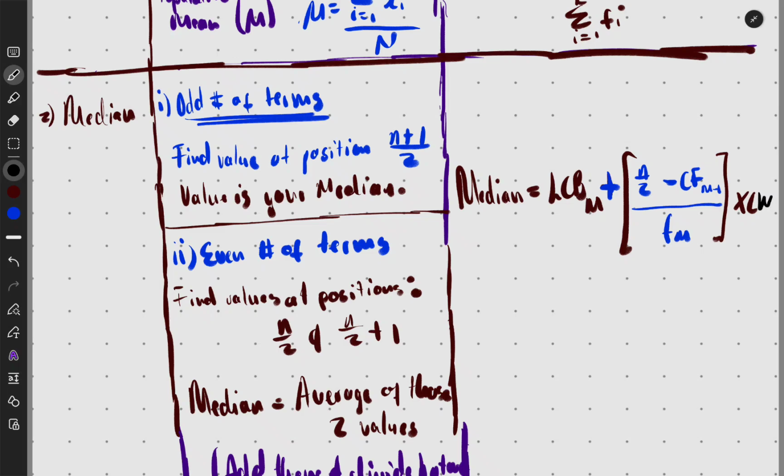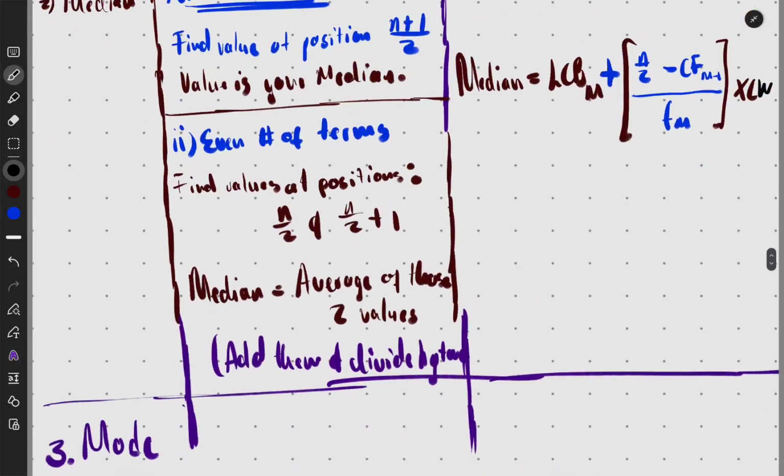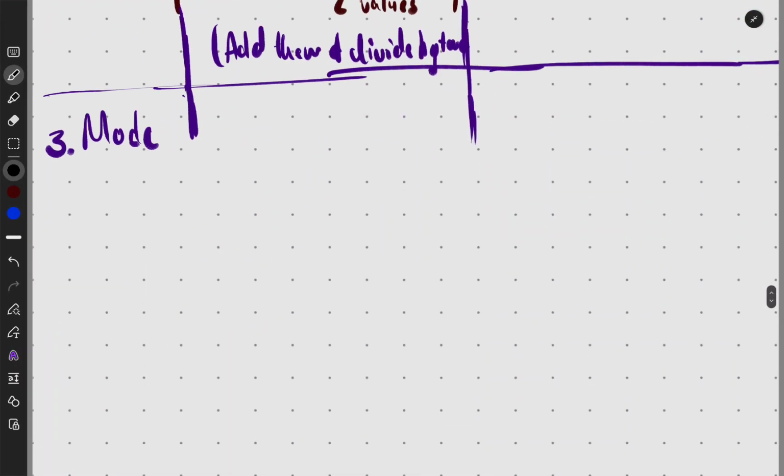We'll see when we apply that, because we'll be coming back to this chart and it's going to be very important for us. So here we have our ungrouped data, then we have grouped data. So that is the median. And here we are going to the mode now.